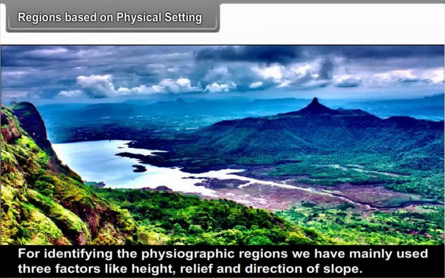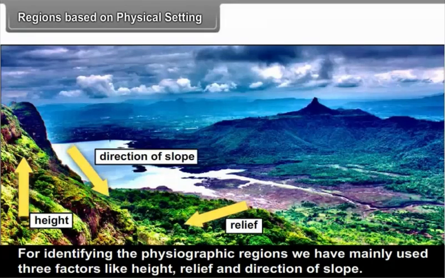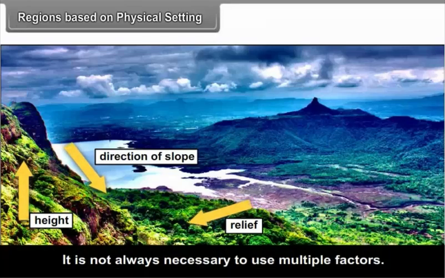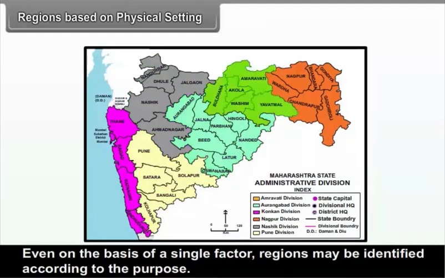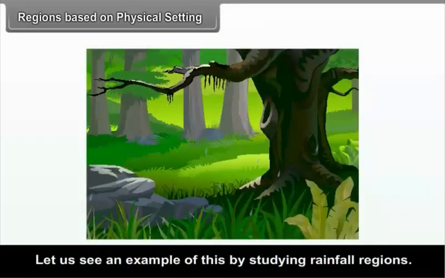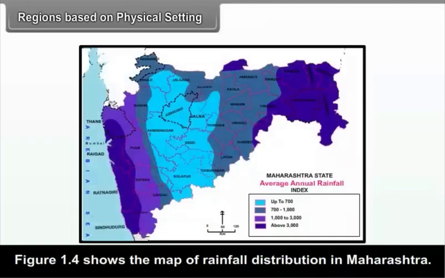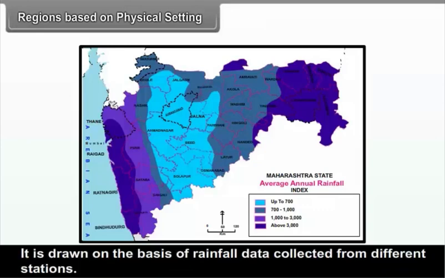For identifying the physiographic regions, we have mainly used three factors: height, relief, and direction of slope. It is not always necessary to use multiple factors. Even on the basis of a single factor, regions may be identified according to the purpose. Let us see an example of this by studying rainfall regions. Figure 1.4 shows the map of rainfall distribution in Maharashtra. It is drawn on the basis of rainfall data collected from different stations.